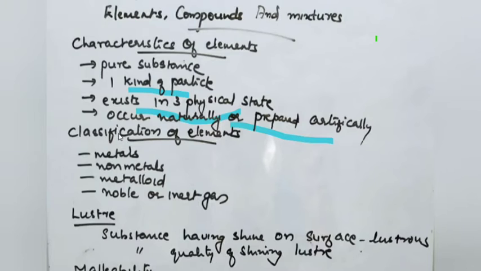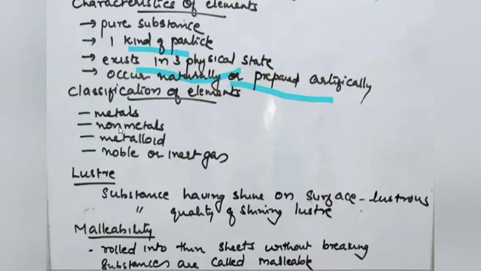So we talked about how 120 elements are there. Out of that, 92 are naturally occurring and the rest are artificially prepared. Classification of elements: elements are again classified into metals, non-metals, metalloids and noble or inert gases.